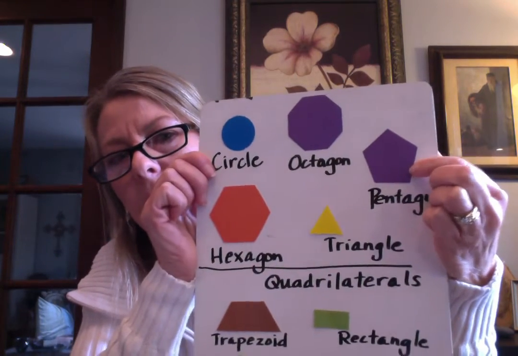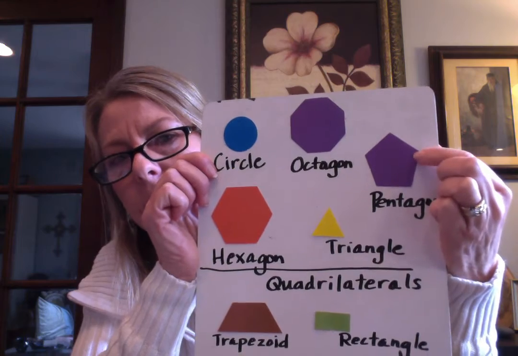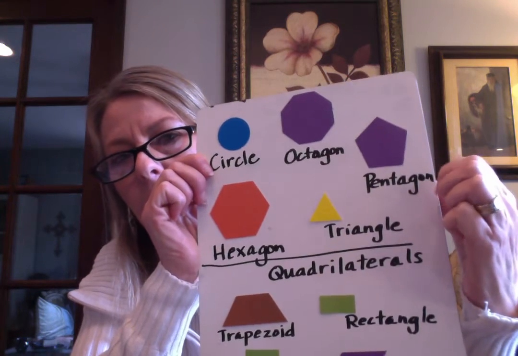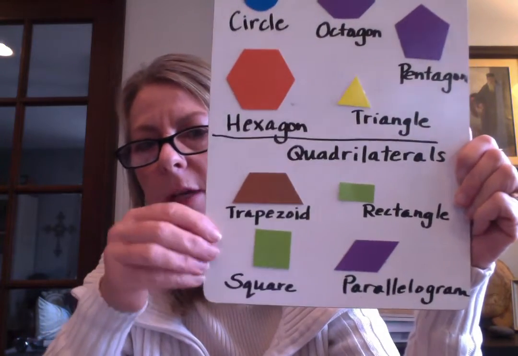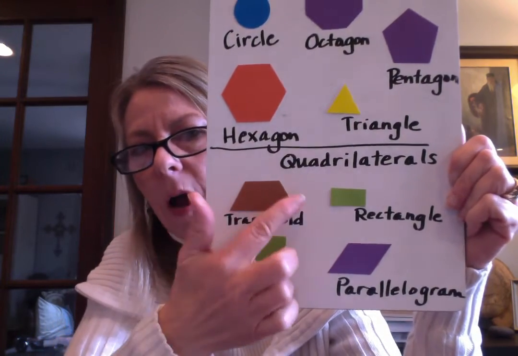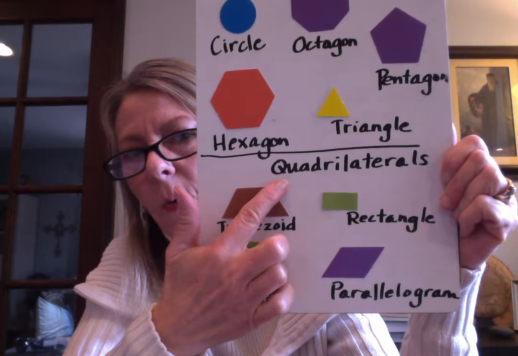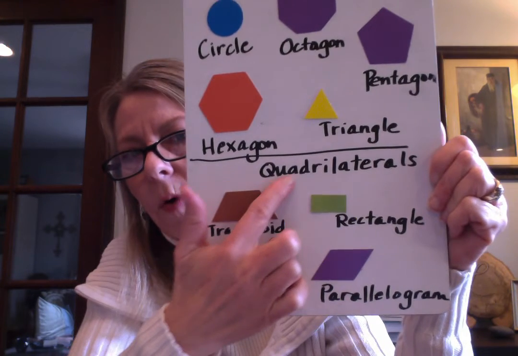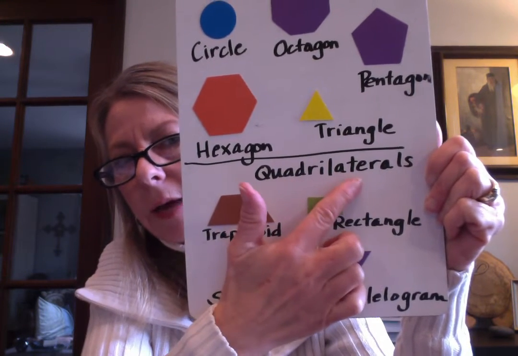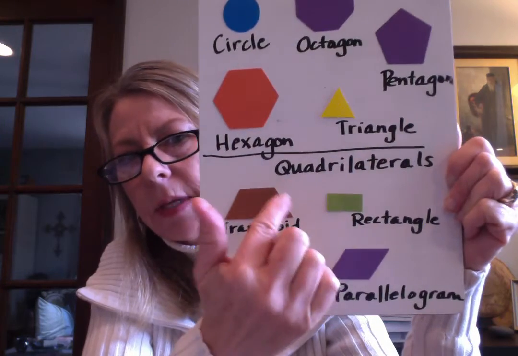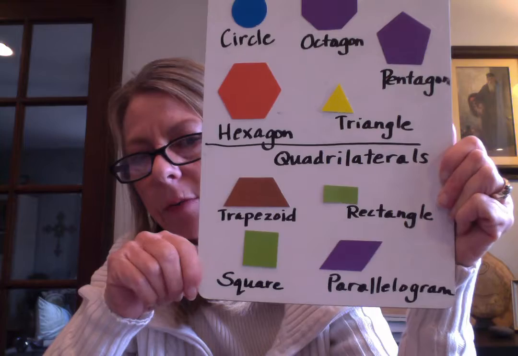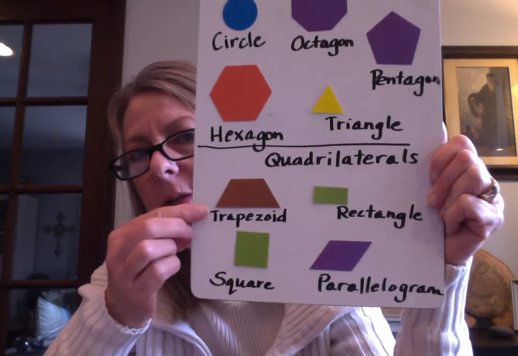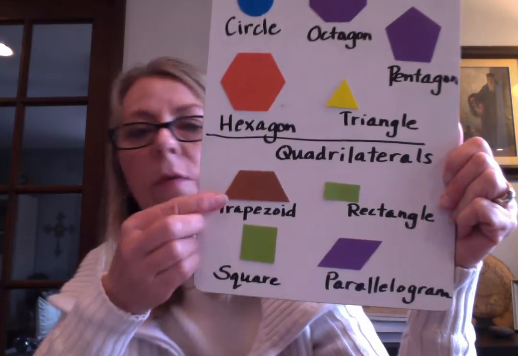A pentagon has 5 sides. Okay, now I want you to look down here. Here's some more plane figures that I have, but these can all be considered quadrilaterals. So quad means four, laterals means sides, so it means four-sided. These are all quadrilaterals, even though they look a lot different, right? But a quadrilateral has four sides and four angles.